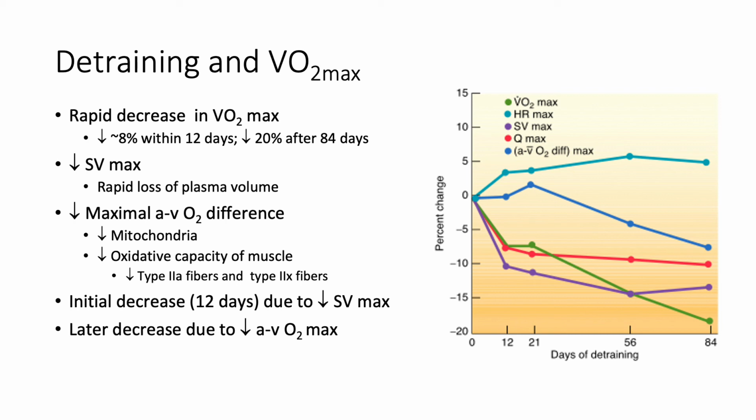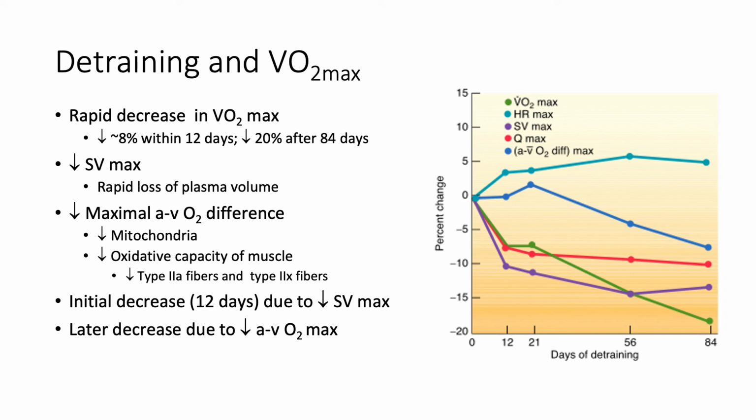Within the first 12 days, there's an 8% decrease in VO2 max, and after 84 days, there's a 20% decrease in VO2 max. Other adaptations lost with detraining is a decrease in stroke volume, which is due to a rapid loss of plasma volume. Also, there is a decrease in maximal arteriovenous difference, which is due to a decrease in mitochondria and a decrease in oxidative capacity of the muscle. There is also a shift of type 2A fibers to type 2X.